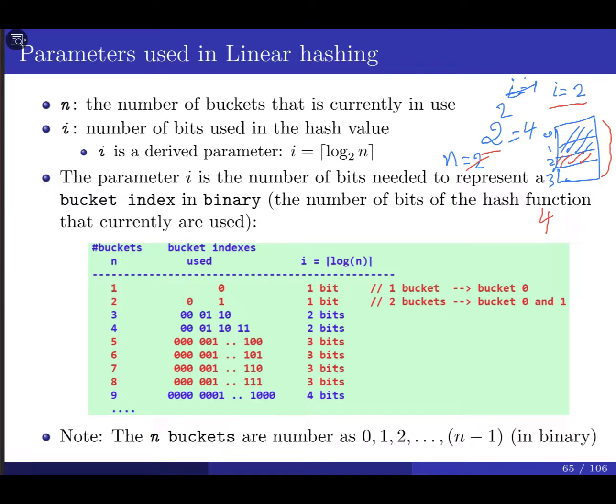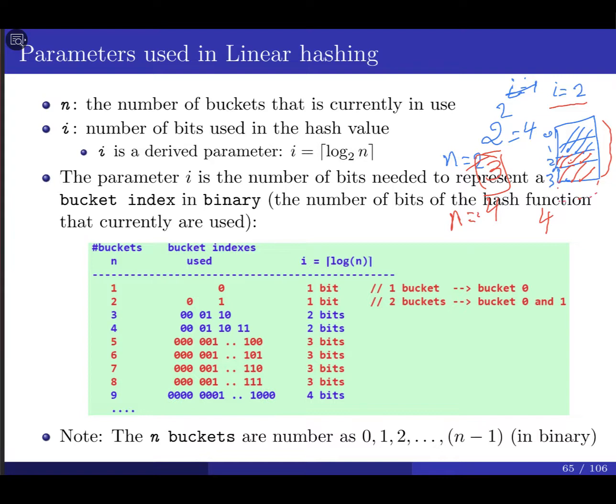So the value of n is equal to 3. That means the total number of buckets currently in use is 3 out of 4. You still have another one. If you need, you can use it later. If you need this one again, then you can use this one, so the value of n equals 4. If you need another one, now we're going to say, I need another one.